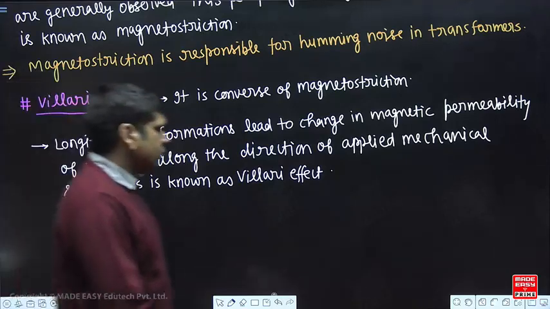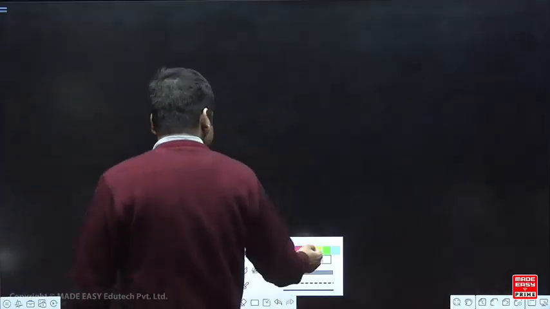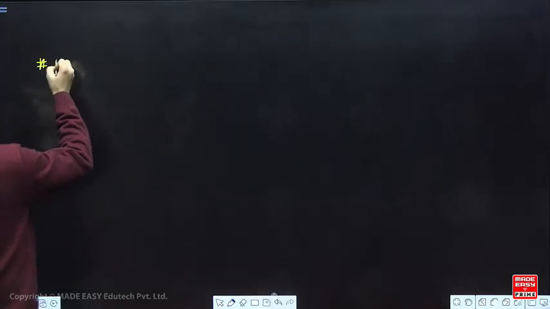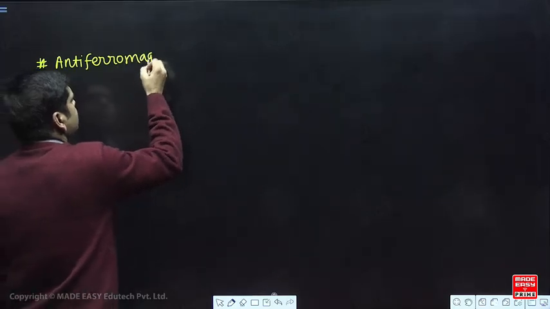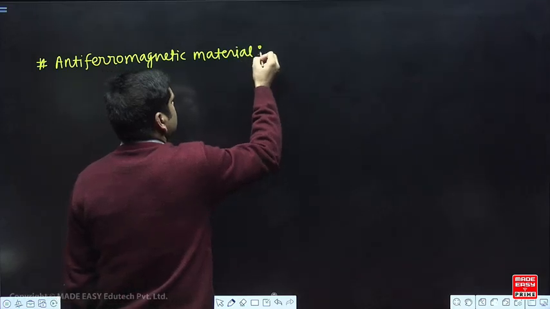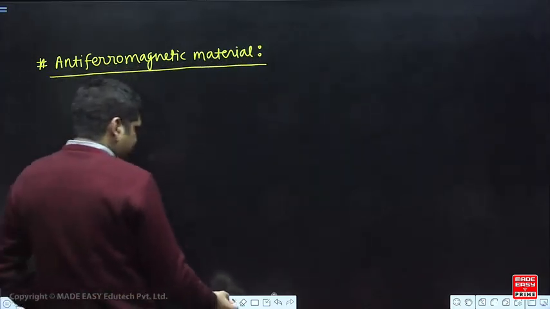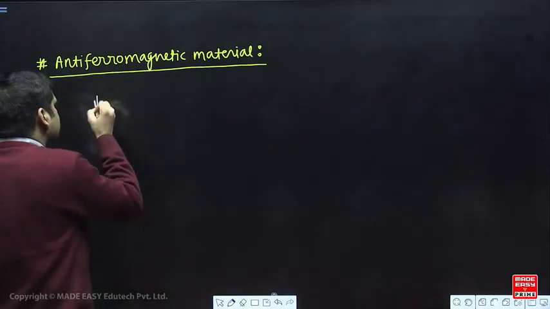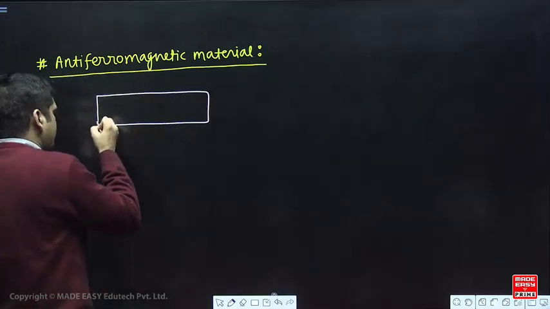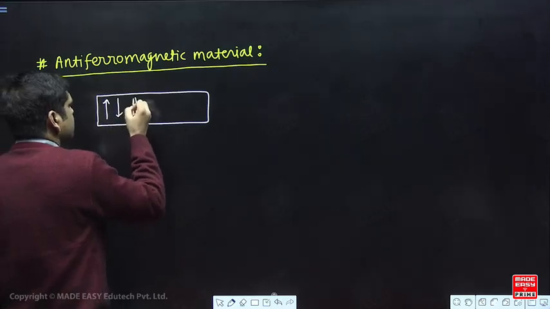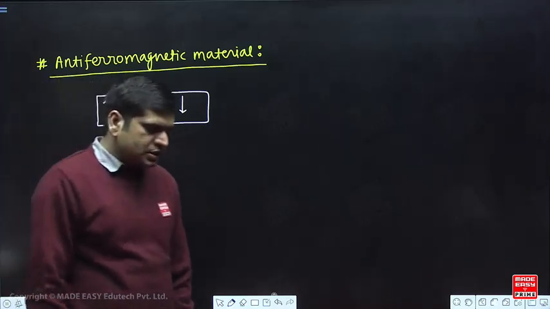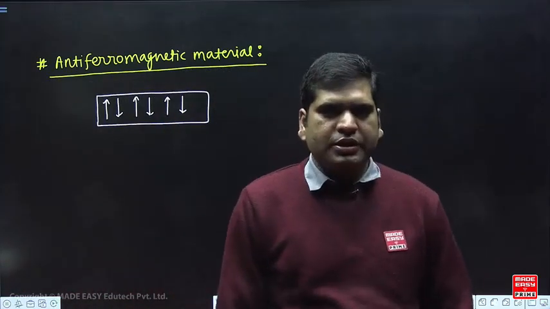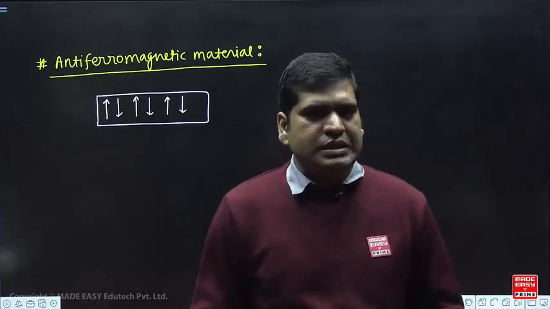Good. So let us move on to the next material. Next is antiferromagnetic material. Antiferromagnetic materials are the materials which contain anti-parallel arrangement of dipoles. These dipoles are equal in magnitude but anti-parallel to each other. So they will cancel each other and you will get zero spontaneous magnetization. So there is no spontaneous magnetization in these materials.